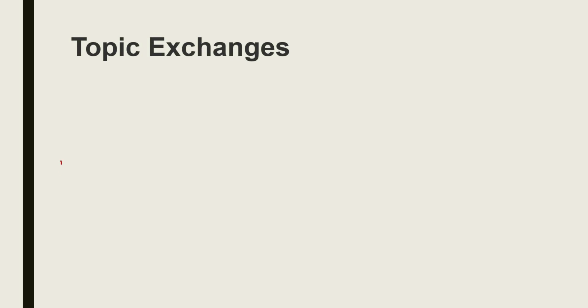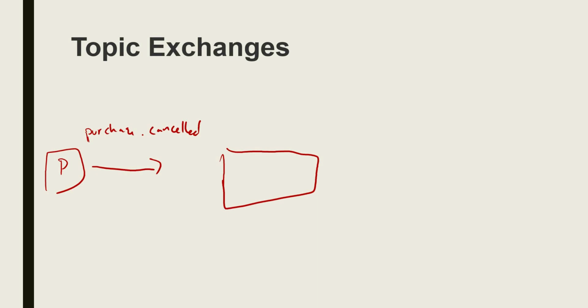So let's say we have a publisher right here. We're going to be sending some message, and the routing key that is sent is going to be, I don't know, purchase.canceled. It's a string, by the way. Just like so, right? And it's going to send it to the exchange, and this is going to be the topic exchange.